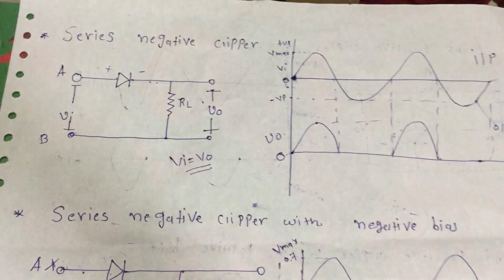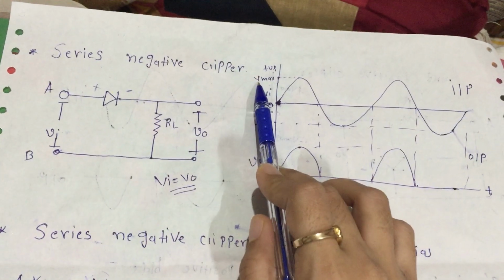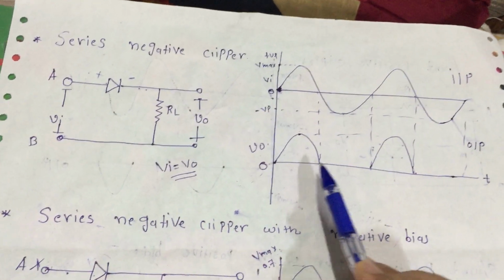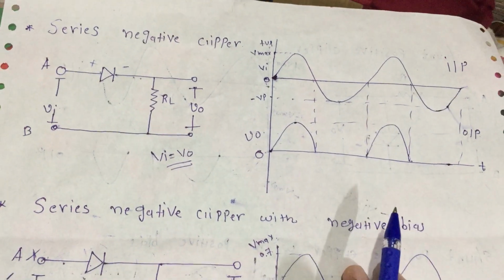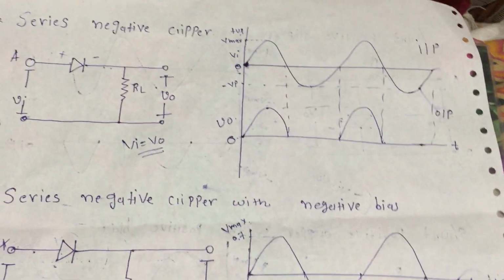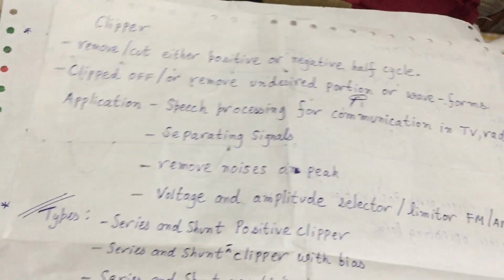Today we are going to learn series negative clipper. Negative clipper means we clip or cut the negative waveform of the cycle. Before we start that, let's revise clipper.